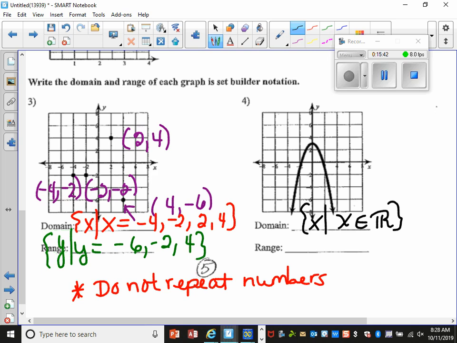Okay. Now, we can't say all reals for the y's. Because notice, I don't even have any y values up here. So where do the y values start? Right here at 3. Very good. So that's where your y values start at 3. And then what happens to the y values as this parabola goes down? It gets smaller. So we're going to say y such that y is less than or equal to 3.